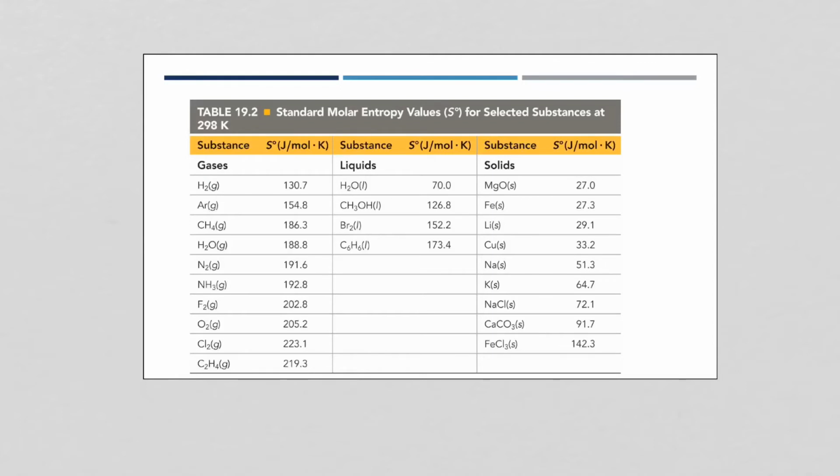We make sure and specify the state of matter, because it's not going to be the same for gaseous water and liquid water. Clearly the entropy of this gas is going to be bigger than the entropy of the liquid, and so forth. So we're going to specify the state. We're going to specify what the material is in the table.